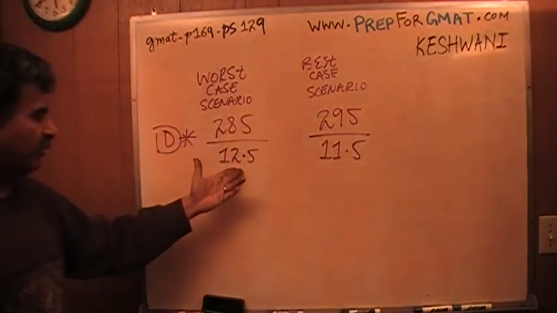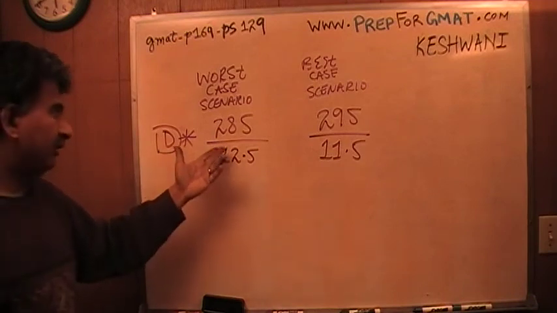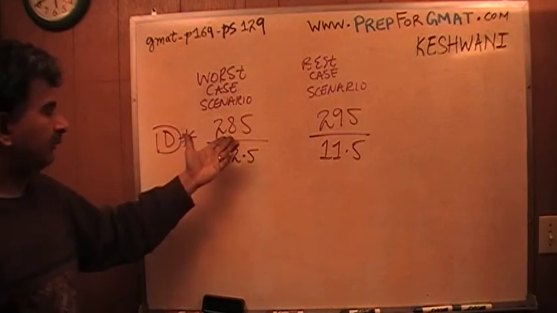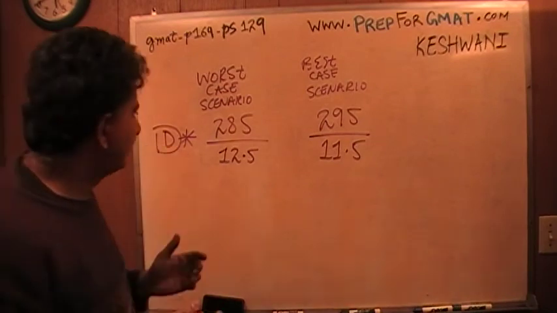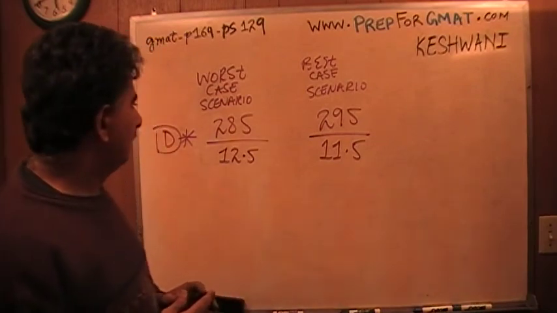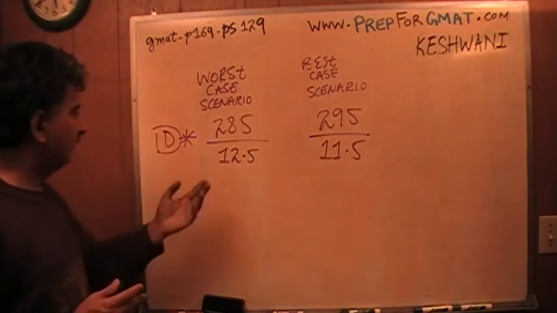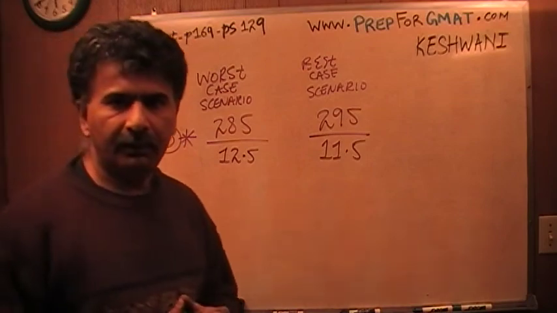Maybe she burned 12.5 gallons, which she rounded down to 12 gallons, and she only got 285 miles. In reality, she got only 285 miles, and she's burning 12.5 gallons. But that's about it. Thank you.